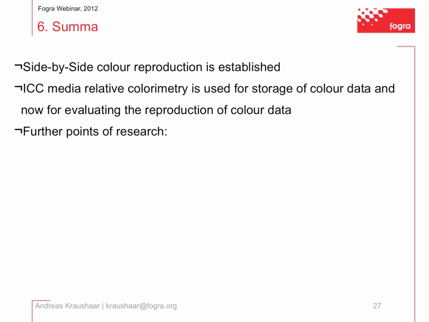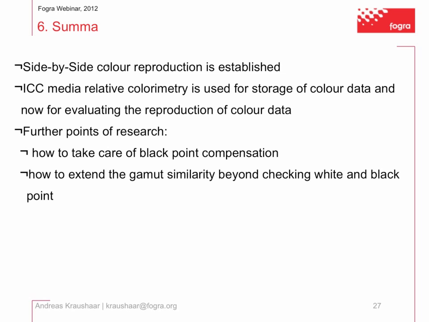However, there are some points of further research, and this is also part of a project we will start in February next year to go into detail and see how to take care of black point compensation. How can we incorporate the black point compensation so that this kind of potential shadow detail loss can be not only reflected but also embraced and enforced. How to extend the gamut similarity check beyond checking the white and black. So currently we just check white and black differences, but also we now take a closer look. Should we also check the color gamut differences between the reference gamut and the actual print gamut? So this is another point we will have a look at.